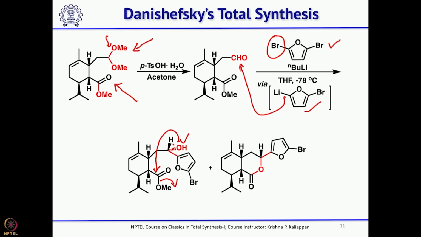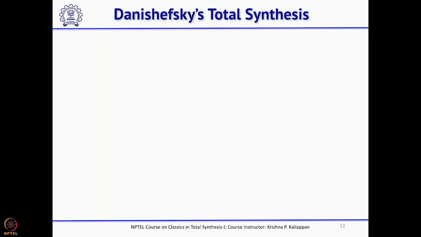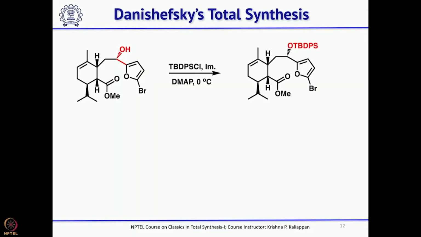Okay, so these are the two products, and the major product is this alcohol. Okay. So now you have the alcohol, next step is to protect the alcohol. So the alcohol could be protected as TBDPS ether under standard condition. Then now you need to homologate this ester.